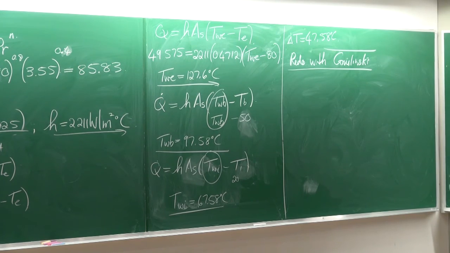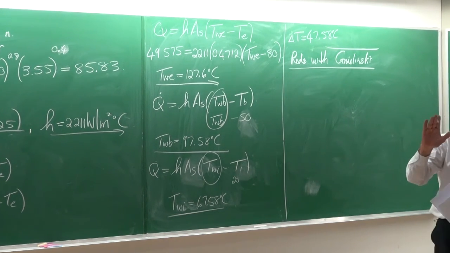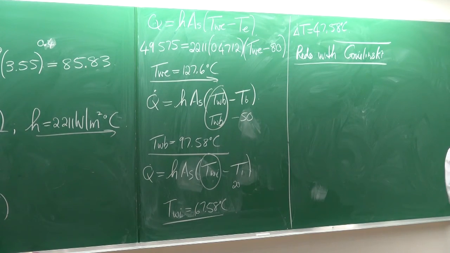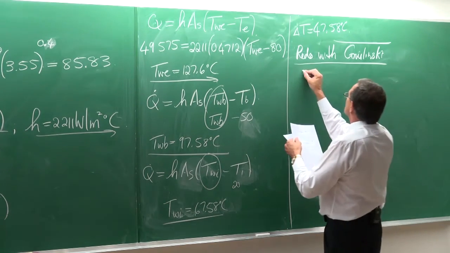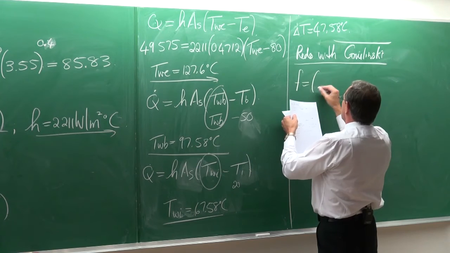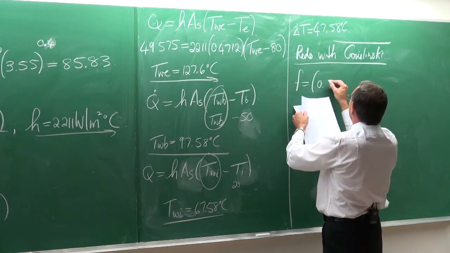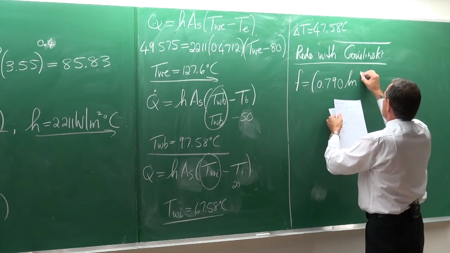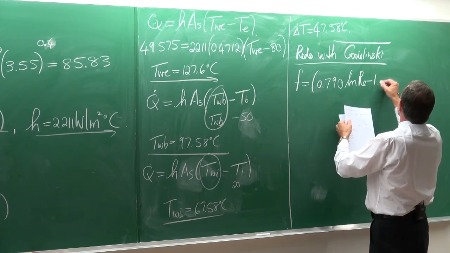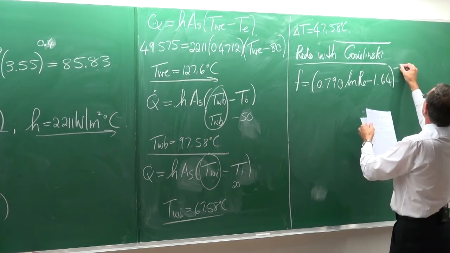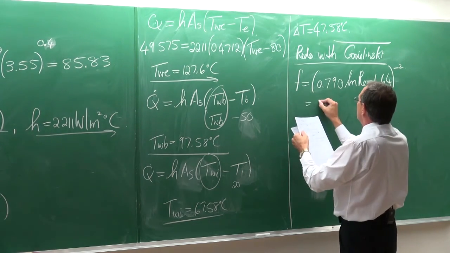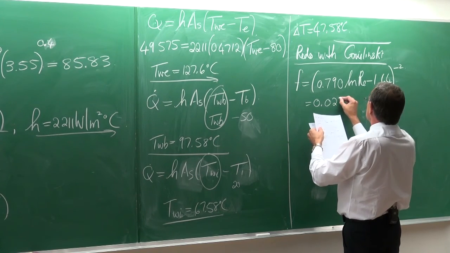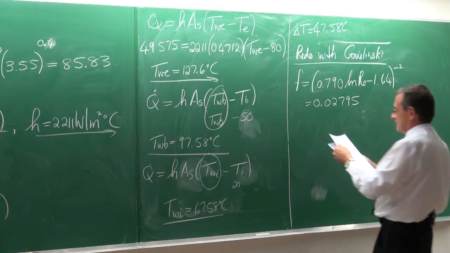Now, if you go and look at the Gnielinski equation, you'll see there's a friction factor in it. So we firstly need to determine the friction factor. The friction factor can be determined by that Petukhov equation, which is equal to 0.790 ln of the Reynolds number minus 1.64, to the power minus 2. And if we calculate it, it is equal to 0.0795. There's a friction factor.